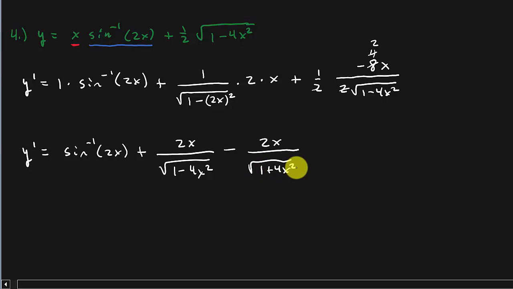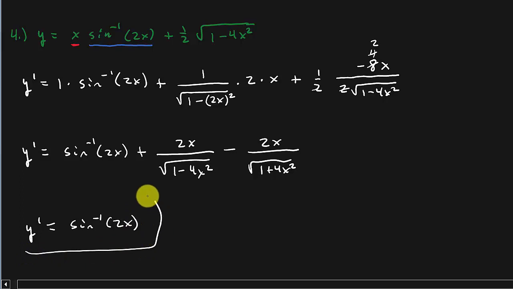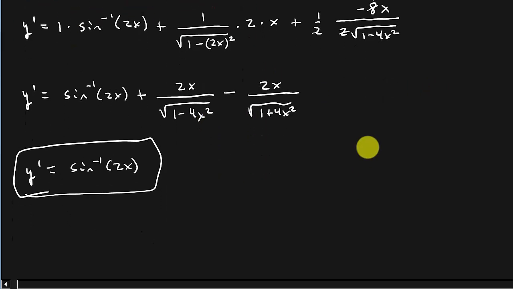Well, look how that worked out. That goes to 0 right there. And so we get y prime is inverse sine 2x. Who would have thought that? So that was nice how that canceled out. That made it a little easier on us, didn't it? I mean, that wouldn't have been tough. Had a common denominator, we could have combined those easy, even if they wouldn't have canceled out to 0.